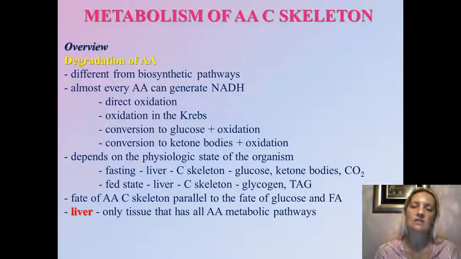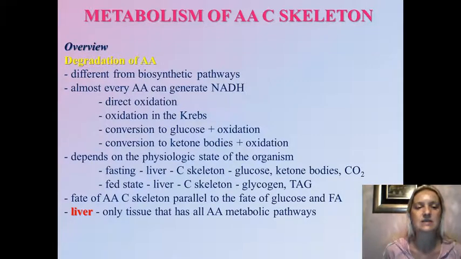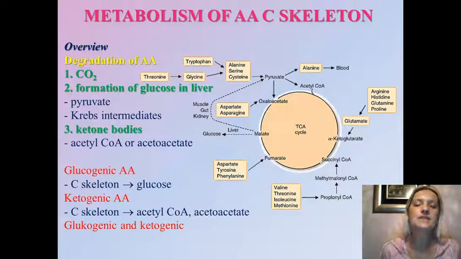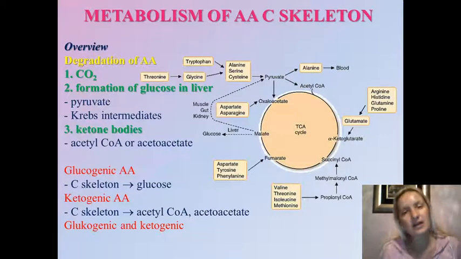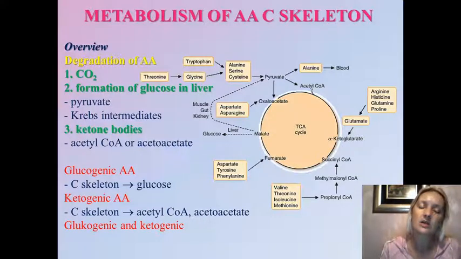And you may notice that I have mentioned liver several times. Despite the fact that these metabolic processes of amino acids can take place in different cells and tissues like gut, muscles, kidneys, and so on, liver is the only tissue that has all amino acid metabolic pathways, all enzymes, all intermediates, and the metabolism of amino acids is really frequent in liver. So amino acids can be degraded to directly form carbon dioxide, like we are going to see for glycine, or to form glucose in liver through pyruvate or Krebs intermediates, or to form ketone bodies.